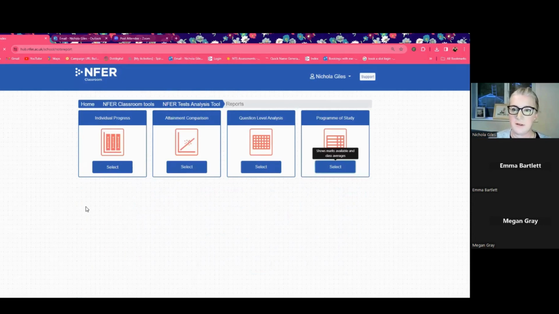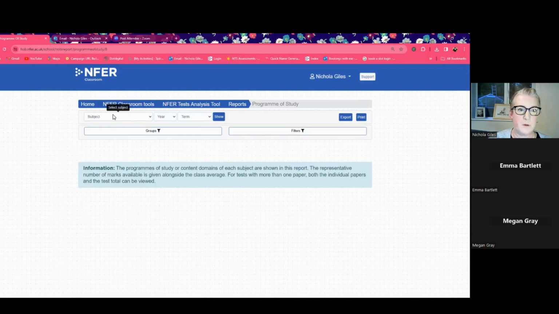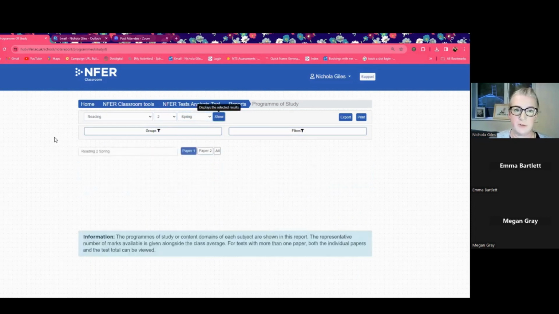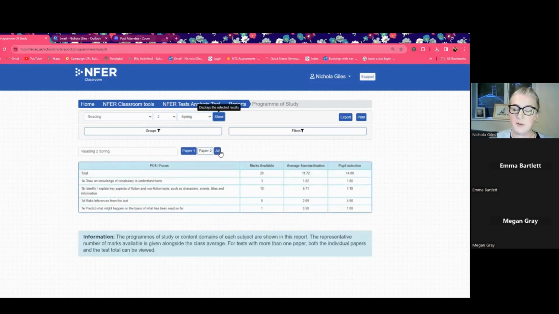So with programme of study, reading, year 2, spring, and this will be the same for other year groups. I've just picked 1 year group at the moment and then go to show. So these are the 2 different papers, and you can click on all as well. And then you can see the areas of the national curriculum for reading for year 2.